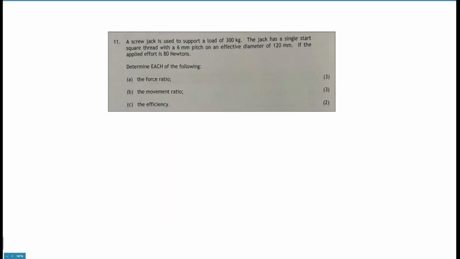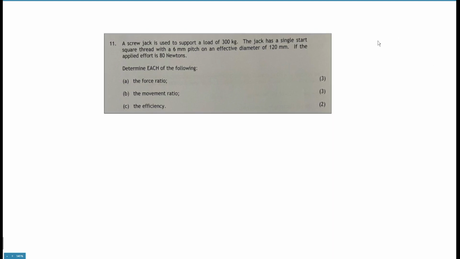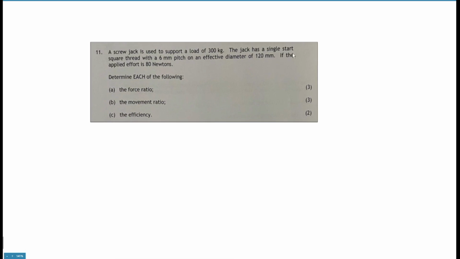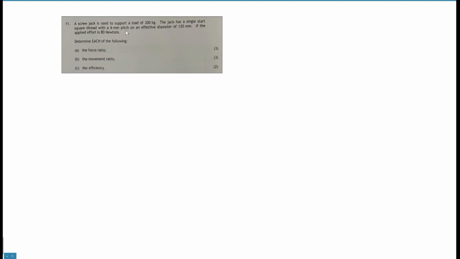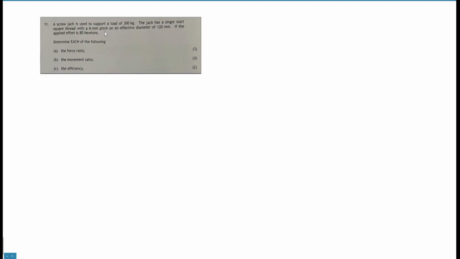Okay, we're going to do question number 11 here. Let me move this out the way. Alright, so a screw jack is used to support a load. Screw jacks are pretty simple, pretty nice, pretty easy to do. Let's draw a quick diagram. A screw jack, I'm sure you know what a screw jack looks like, but I'm going to draw it as a quick diagram, which is basically the amount we're lifting it, and then the effective length of that turning arm.